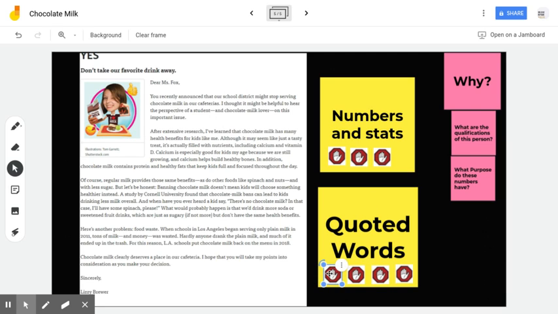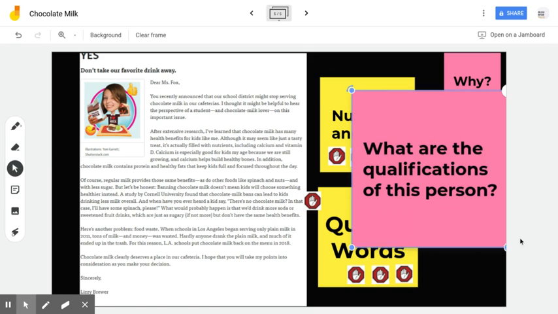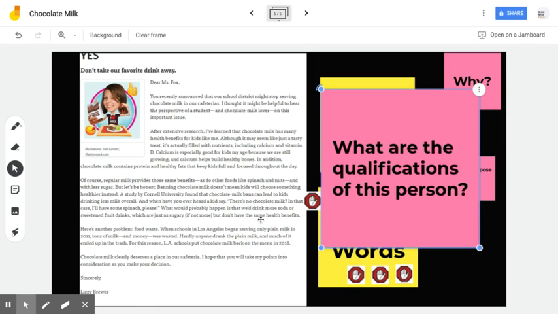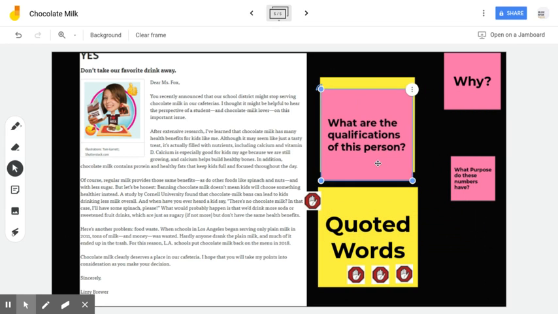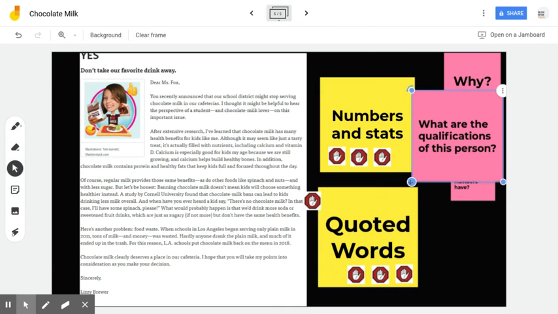All right, I'm going to stop because they had a quoted words there. And let me ask you this. So we need to ask why. What are the qualifications of this person? So it looks like they're just quoting a random kid, and they don't even identify a kid. They don't even have qualifications. It's just a person that drinks milk, and most people can drink milk. So I'm not really sure the qualifications for that person are very great.